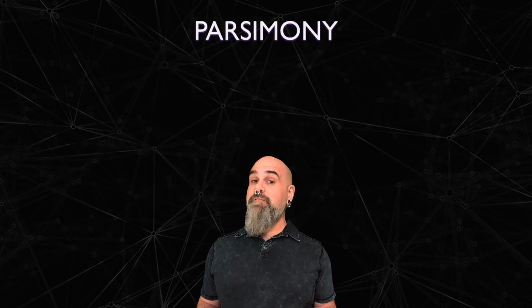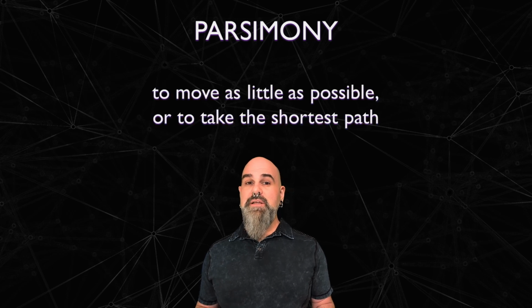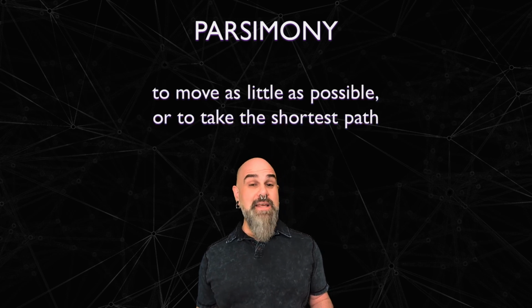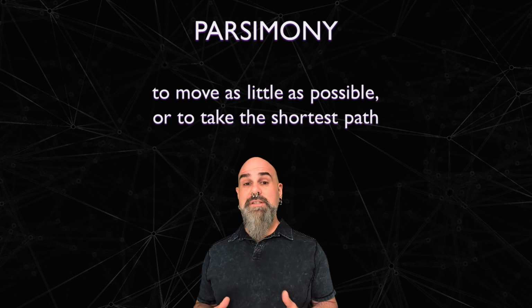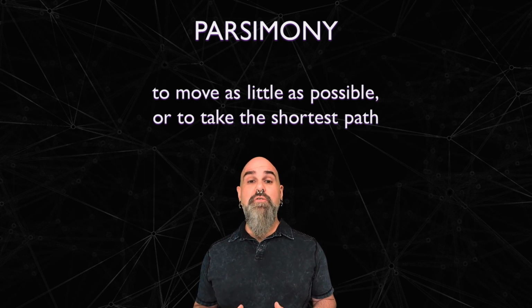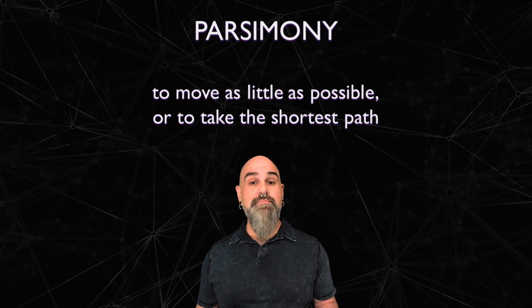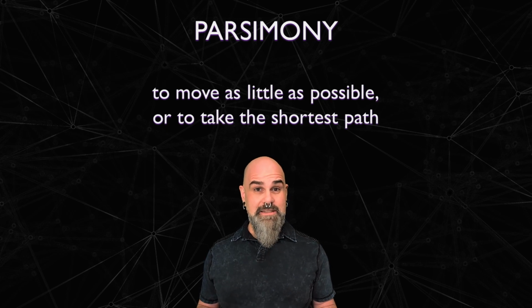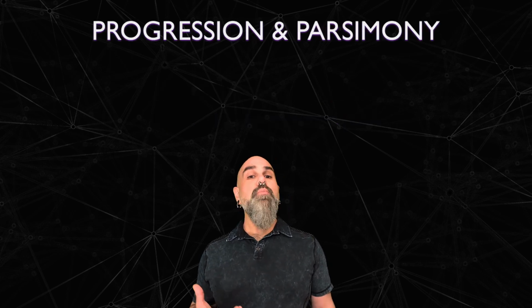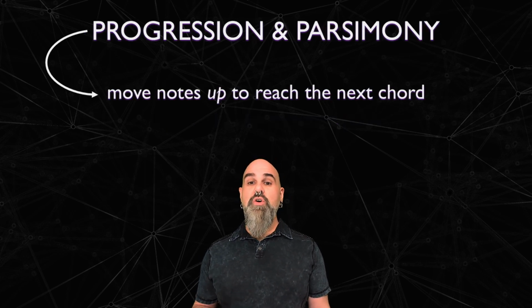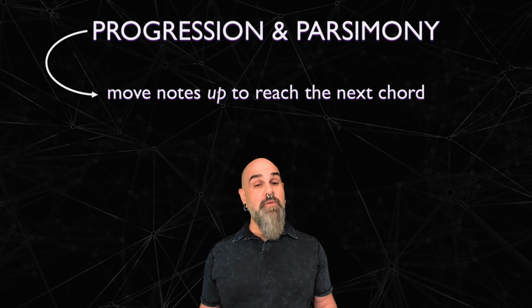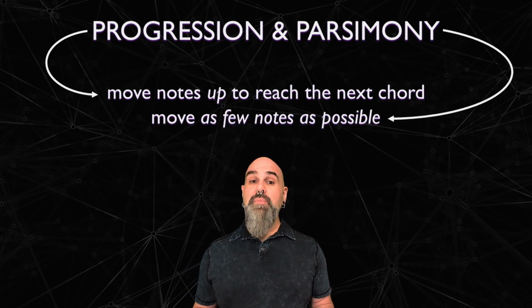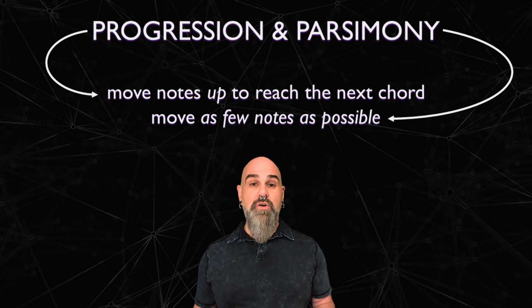The other part of this equation is parsimony, a fancy word that here just means to move as little as possible or to take the shortest path. Musically, this means when we move from one chord to the next, we default to moving as few notes as possible. It's the path of least resistance. So, what does this look like? Progression means we're going to move notes in the chord up to reach the next one, because moving up creates forward momentum. And parsimony means we're going to move the fewest number of notes to do it.